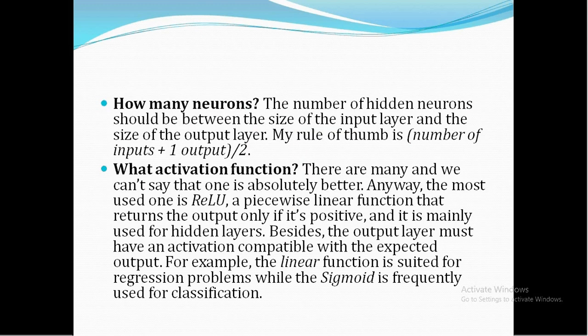How many neurons? The number of hidden neurons should be between the size of the input layer and the size of the output layer. That is, number of inputs plus 1 output divided by 2. What activation function? The most used one is ReLU, that is rectified linear unit. This is a piecewise linear function that returns the output only if it is positive, and it is mainly used for hidden layers. Besides, the output layer must have an activation compatible with the expected output.